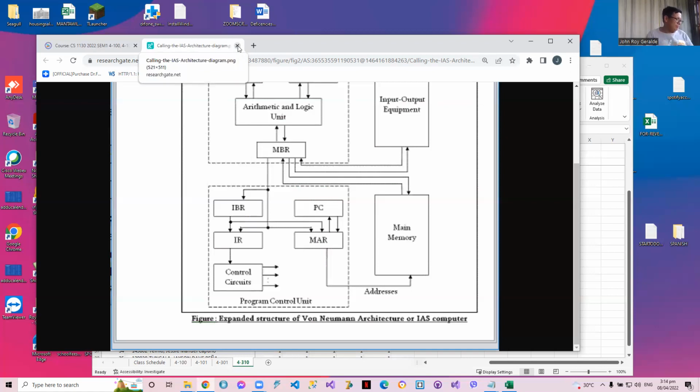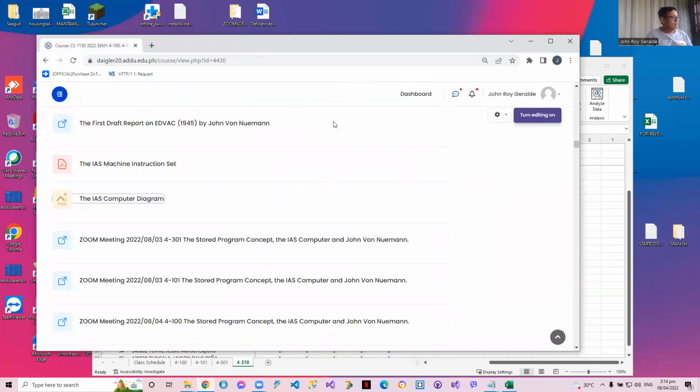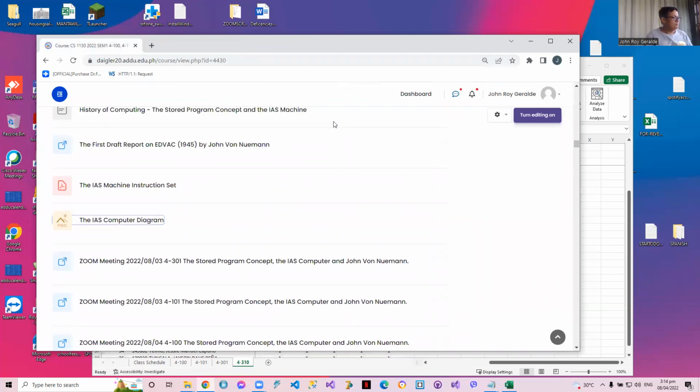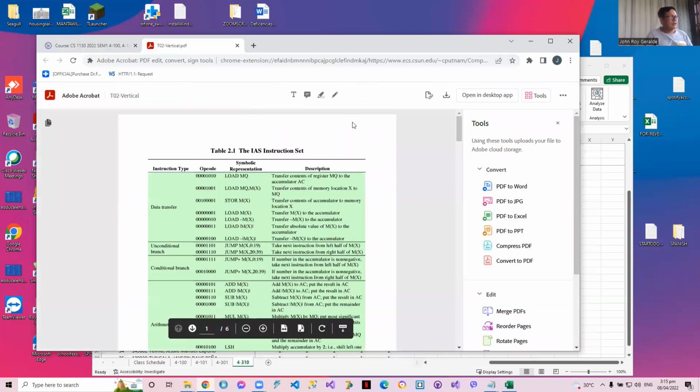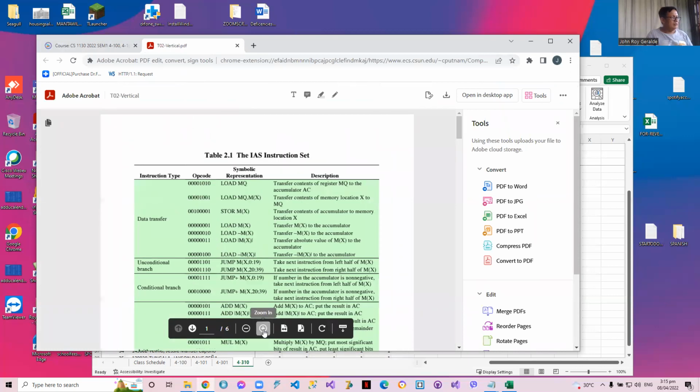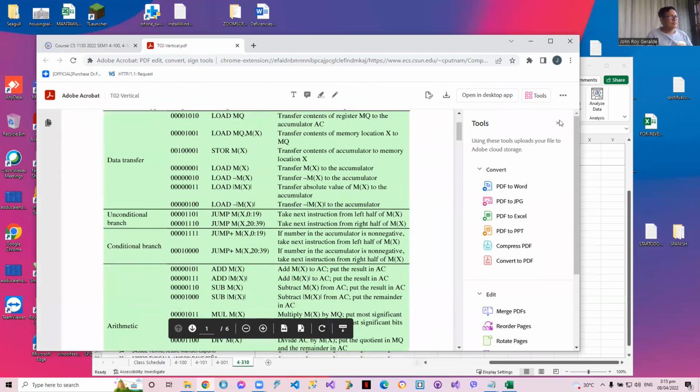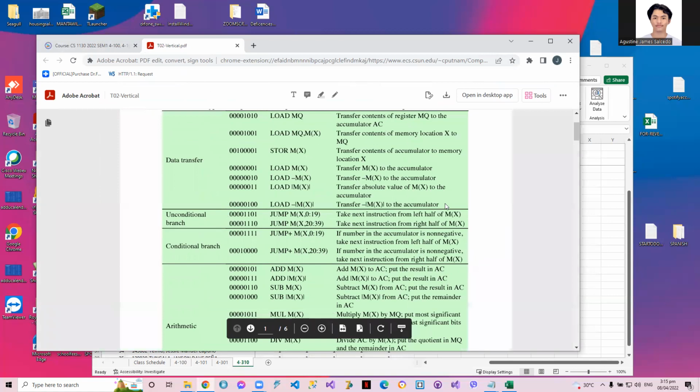During those times, before you can program a computer, you have to understand its architecture. Now, here is the instruction set. Can you see this? Is it clear?